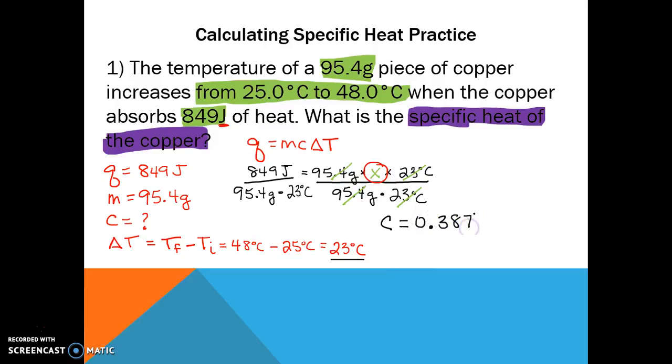0.387. Now it's really important to have units on anything we do. So all of the units here, it's literally all of these units. So on top is joules and on bottom is grams degrees Celsius, which you might see as joules slash grams degrees Celsius. That all means the same thing. So this is the answer to my problem, just 0.387 joules per gram degree Celsius, which is the specific heat of copper.